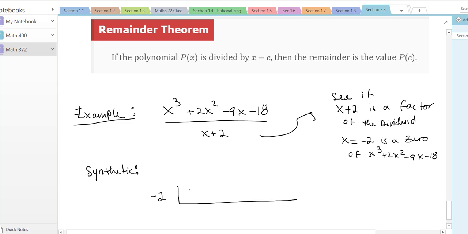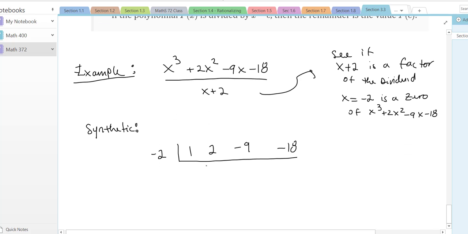So the coefficient of x cubed is 1, then plus 2x squared minus 9x and minus 18. There are no degrees missing, so I can put all of them. If, for example, you went from x cubed to negative 9x, then I wouldn't have an x squared, so we will have to put a placeholder of 0 in there. And we draw a line underneath, and we bring the first one, 1, down. So the very first coefficient, we just bring it down, and then I multiply. 1 times negative 2 is negative 2, and with synthetic division, we just add.